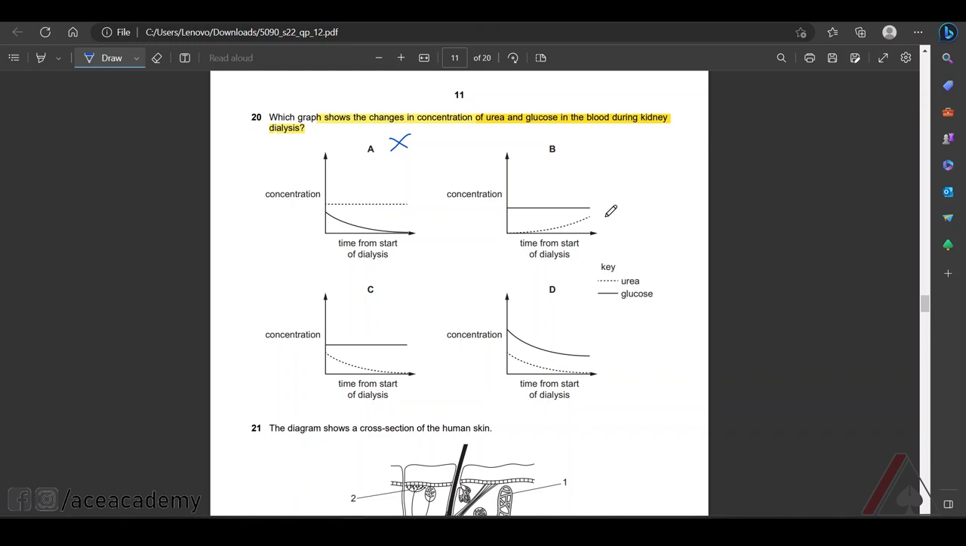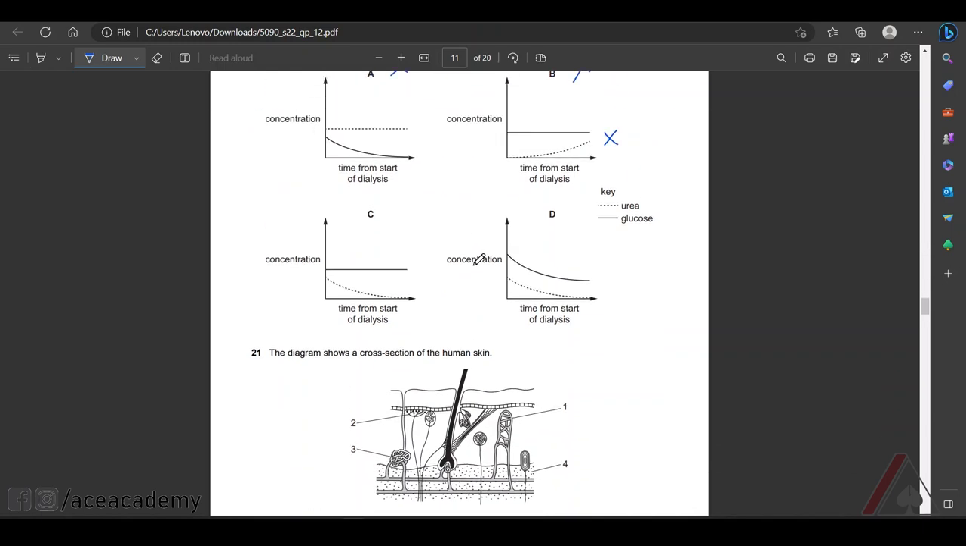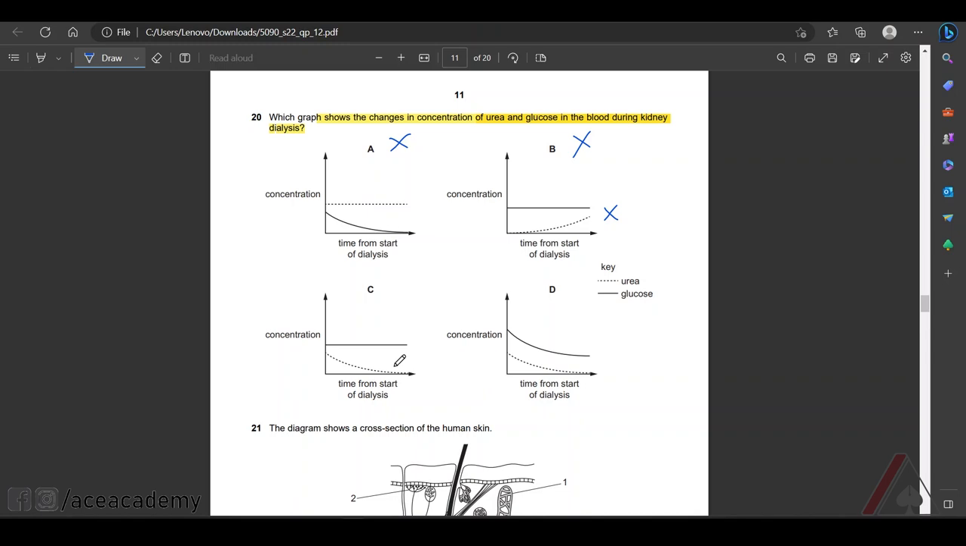B is also not our answer because here the concentration of urea increases. So no, that doesn't happen during kidney dialysis. B is also wrong. Option C, concentration of urea decreases and glucose concentration remains constant. I'll explain why that is after we solve D. D, concentration of urea decreases and so does the concentration of glucose.